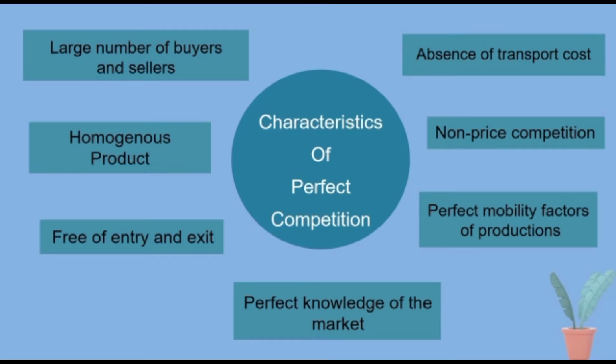Number 5 is perfect mobility of factors, where the factors of production are four: land, labor, entrepreneurship, and capital. Normally, they can freely move from one place to another.